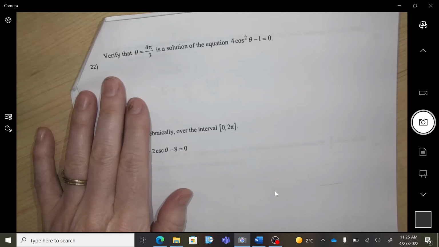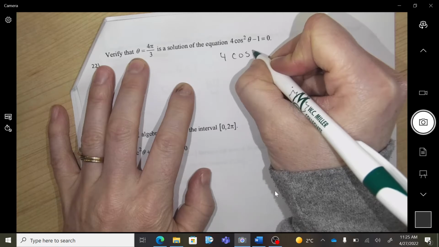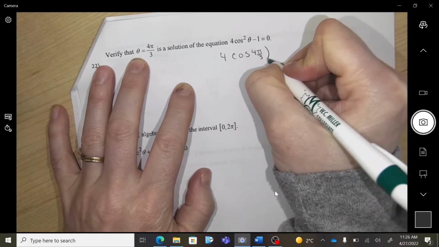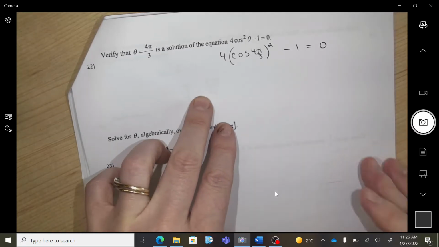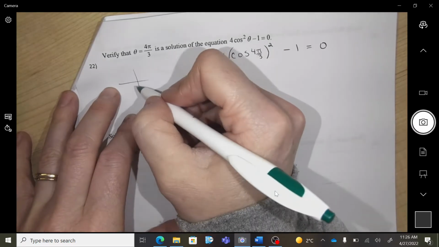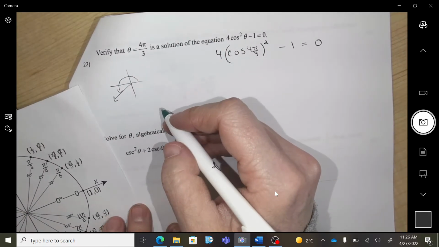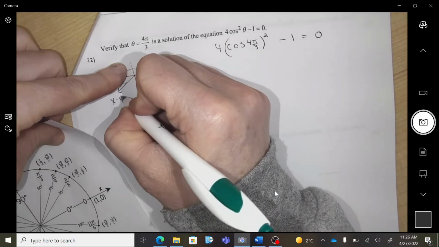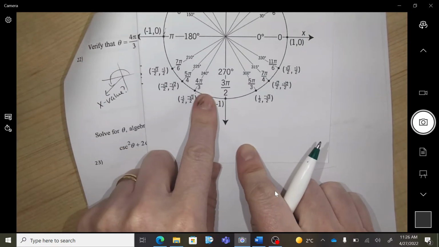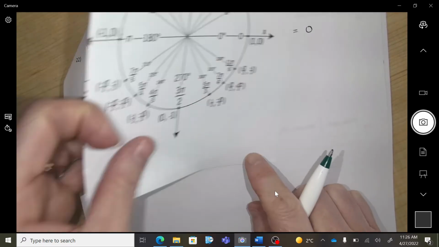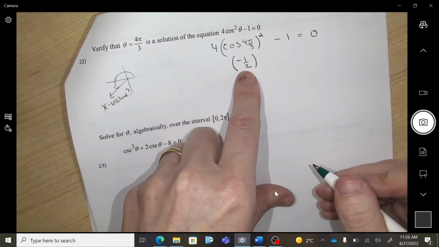Verify that this angle is a solution. So I'm going to insert the angle into the equation. Okay, so what is the cos of 4 pi over 3? So 4 pi over 3, we're in our unit circle. What is the x value? That's what we talk about with cos. So 4 pi over 3, what is the x value? Negative a half. So negative a half goes in place of that.